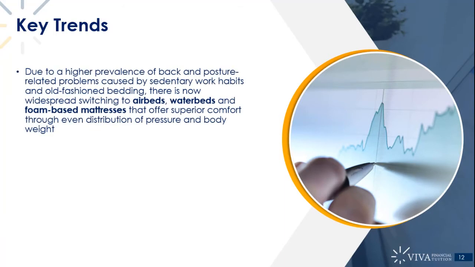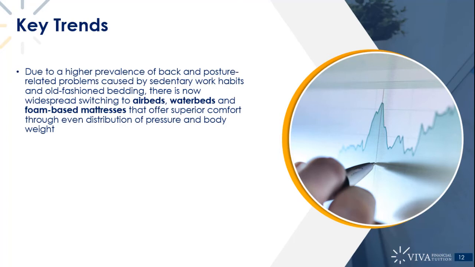Key trends. So general trends here, and then we're going to deep dive into some of the specifics of these trends in the next section. Due to a higher prevalence of back and posture related problems caused by sedentary work habits and old-fashioned bedding, these two things coming together are increasing the demand as well for health-conscious beds and mattresses. There's now widespread switching to things like air beds, water beds, and foam-based mattresses that offer, or at least claim to offer, superior comfort through even distribution of pressure and body weight. And we're going to be looking at this in more detail shortly.